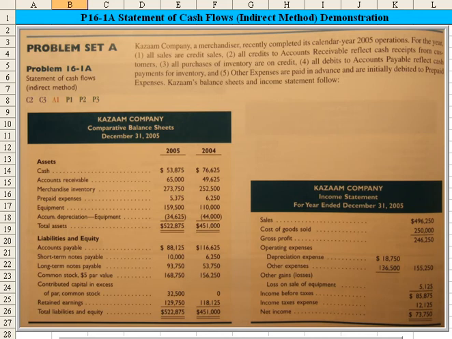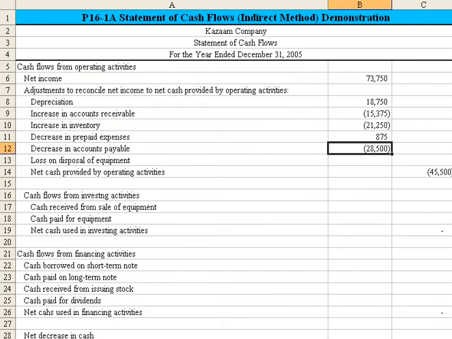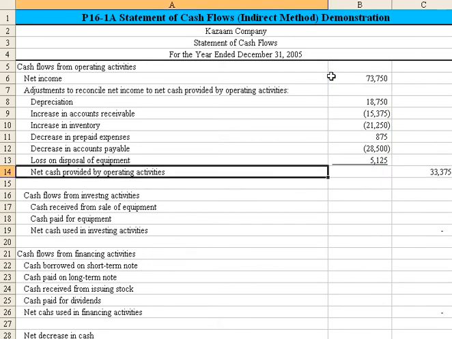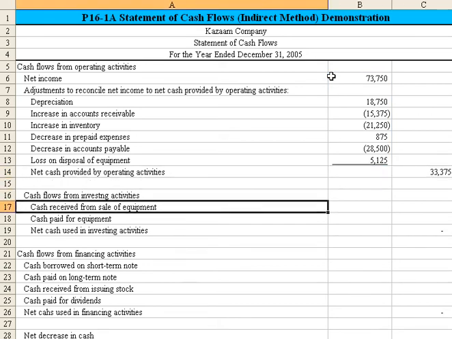But in terms of generating the cash flow provided by operations, we know that that loss is in net income, but it doesn't represent cash flow. So that loss of $5,125 is much like depreciation, and we need to add that back. And once we do that, we've taken care of all of the items that make up net cash provided by operating activities. One thing I see is that we haven't included net income in that calculation, and that's the correct number. Okay? Now let's move on down.